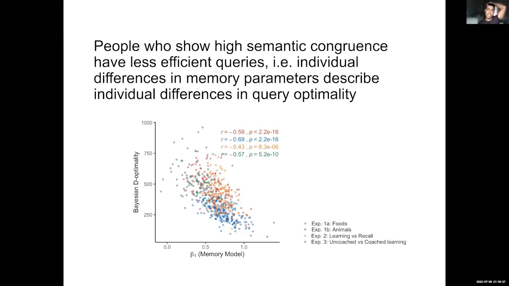And you see a very, very clean, very strong negative relationship. People who generate optimal, good search sets do not search in a manner that depends positively on semantic similarity between foods, the small values of beta 1. Conversely, people who display a lot of semantic congruence, people who transition between similar items, tend to have inefficient search sets.